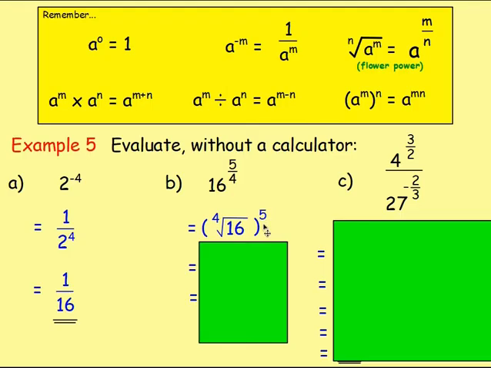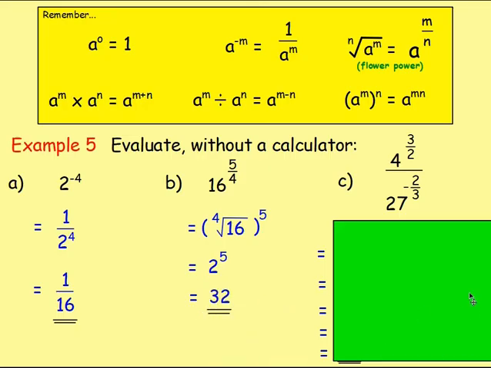Leah, what's the fourth root of 16? Good, it's just 2, because 2 times 2 times 2 times 2 will give you 16. So the fourth root of 16 is 2. We've still to multiply that to the power of 5. So 2 to the power of 5 is... Good, just 32. Well done.